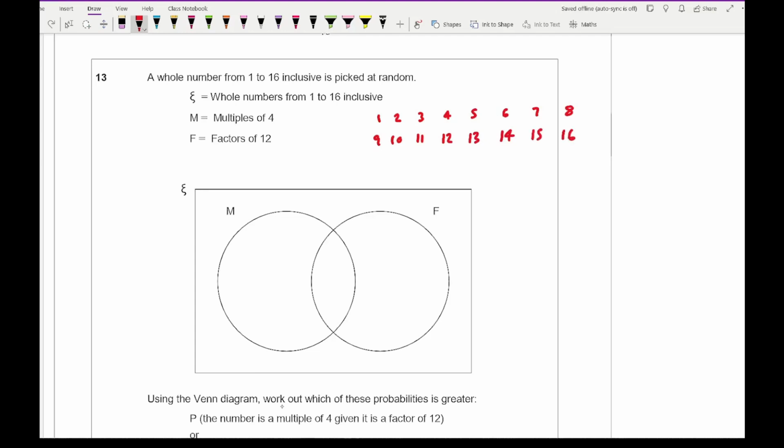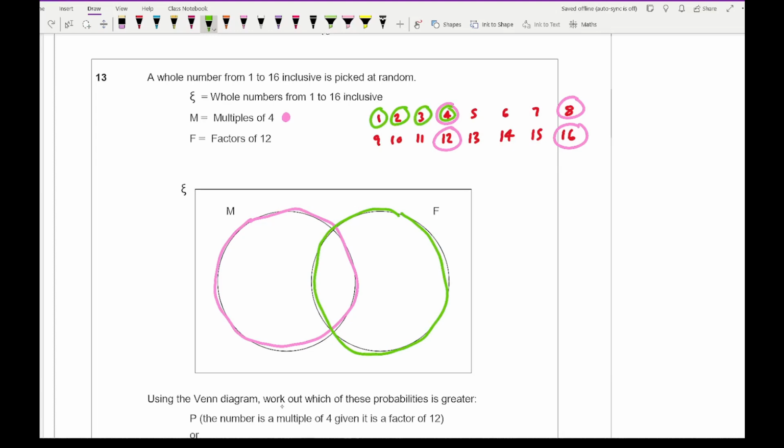Now, from this, we want to work out M, the multiples of 4. So if I just colour code these, multiples of 4 are going to be 4, 8, 12, and 16. So they're all the numbers that need to be inside this pink circle. Then if I use green for the factors of 12, the factors of 12 are 1, 2, 3, 4, 6, and 12.